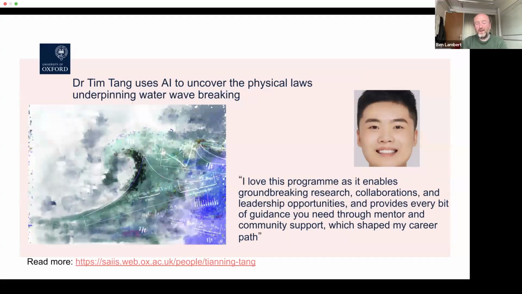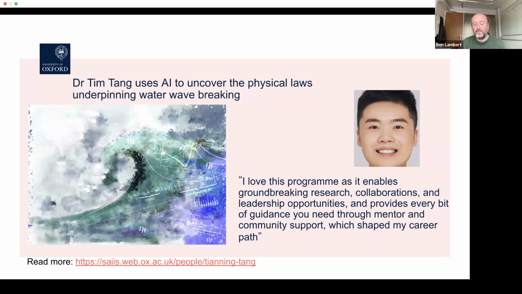I now want to talk about an entirely different application of AI, which is using AI to try and understand the underpinning physics of the breaking of water waves. And that's been pioneered by our fellow Dr. Tim Tang. So what Tim does in his research is he simulates computationally water waves breaking.